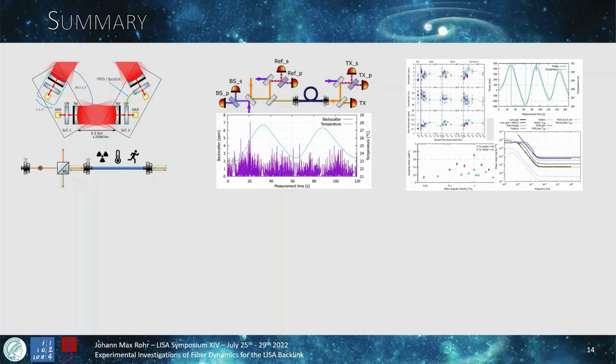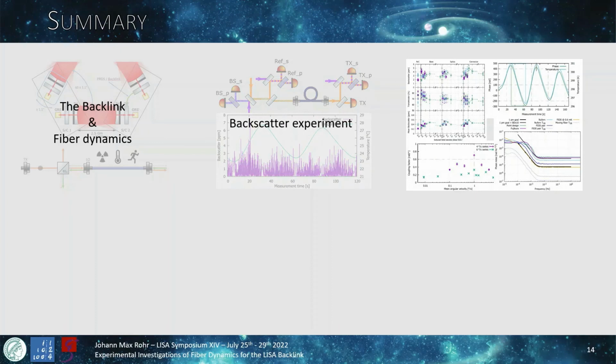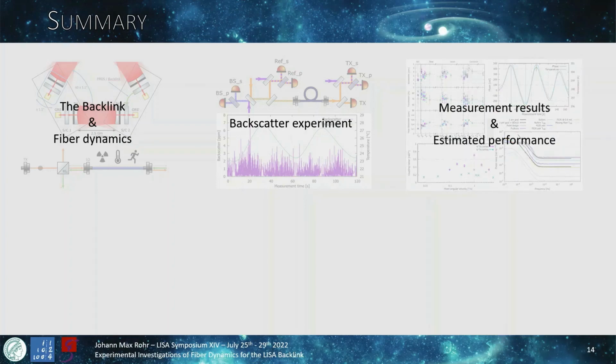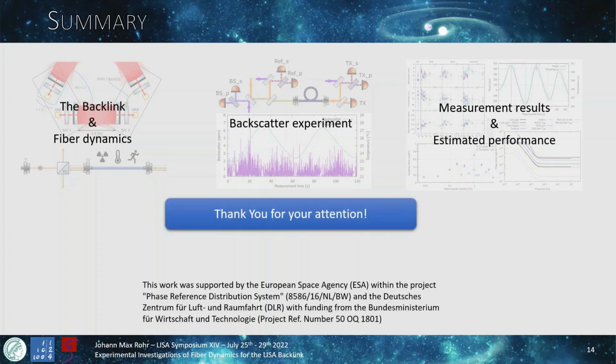And with that, let me shortly summarize my presentation. I've introduced you to the backlink and how straylight and its dynamics limit the performance of it. Next, I introduced you to the backscatter experiment, which we use to measure these dynamics. Lastly, I showed you several measurements in terms of backscattered power and temperature coupling, which showed you that the backscattered power remains constant over increasing exposure to ionizing radiation. We applied this experimentally observed dynamics to simulate the backlink's performance, showing that the required and targeted performance can be achieved. Thank you very much for joining me.